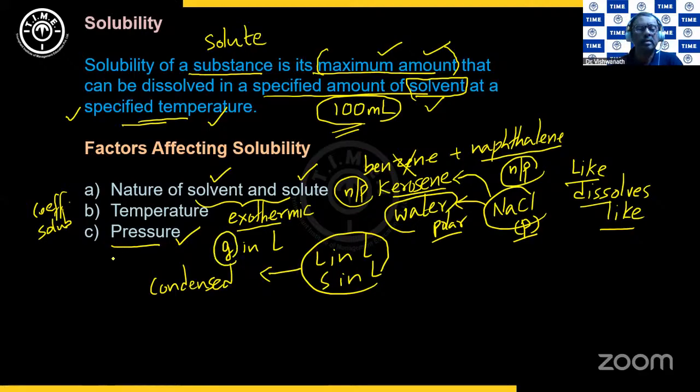So by applying pressure, a gas can be condensed, whereas a liquid or a solid are already condensed. Therefore, they will not have much effect of pressure on their solubility. So pressure's effect is mostly on a gas in liquid. The solubility of a gas in liquid is affected by pressure, not liquid in liquid, not solid in liquid. I hope this is clear.